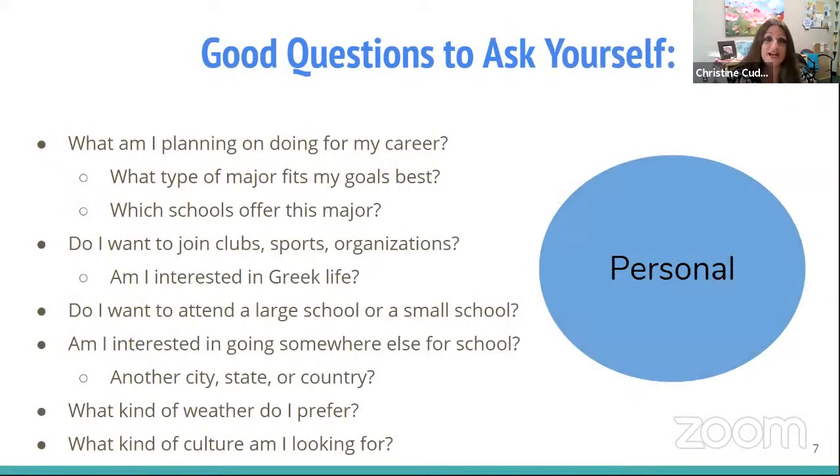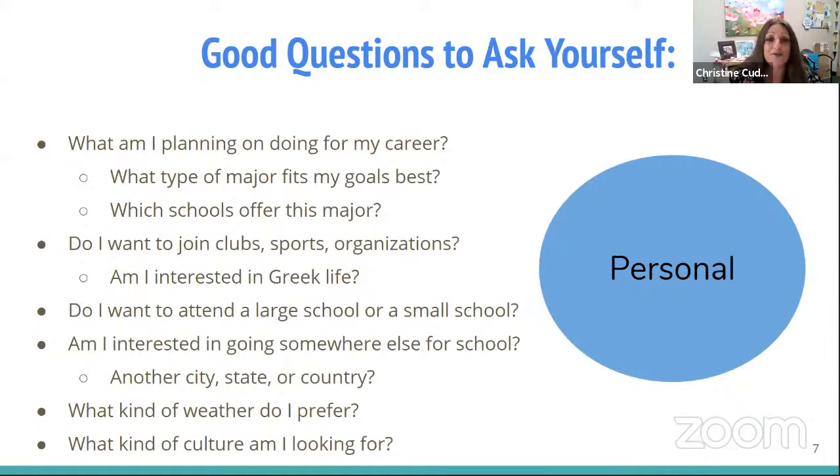Some personal questions to ask yourself. Really, this kind of goes along with those questions about what is your fit. What is important to you when you're applying to colleges? Is the major the most important part of your application to a college, making sure that they have the right major? Believe it or not, we've had many students apply to colleges that don't offer the major that they're planning to go into, and they're disappointed when they end up getting into that college, but it does not have the major that they were planning to have.